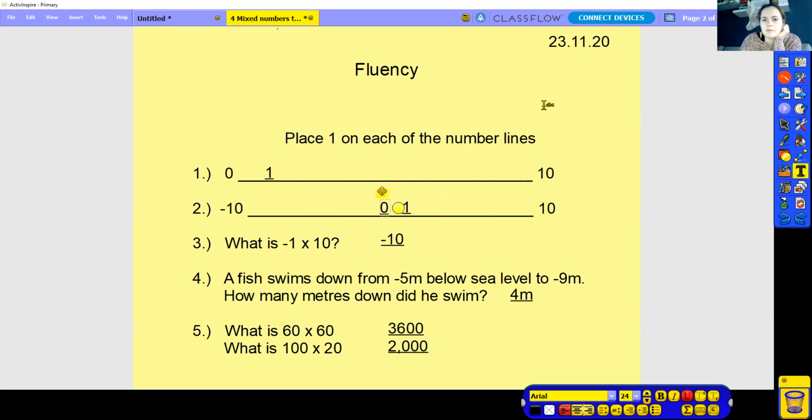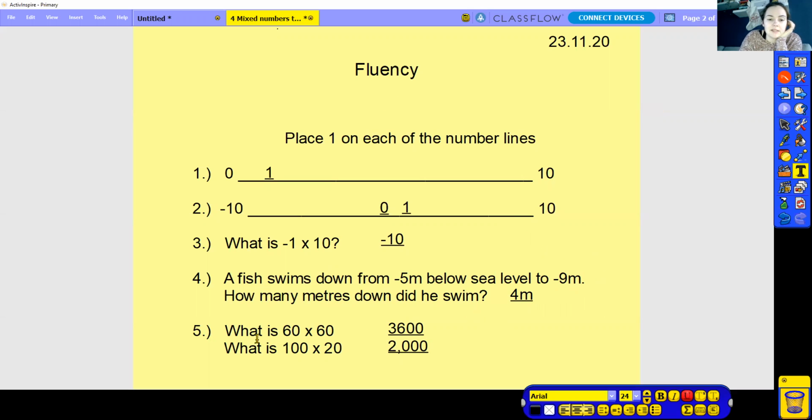Okay. Minus 1 times by 10 is minus 10. Okay. This one here, minus 9 meters. How many meters down did he swim? From minus 5. So minus 5 to minus 9 is 4. The difference is 4 meters. So it is just 4.